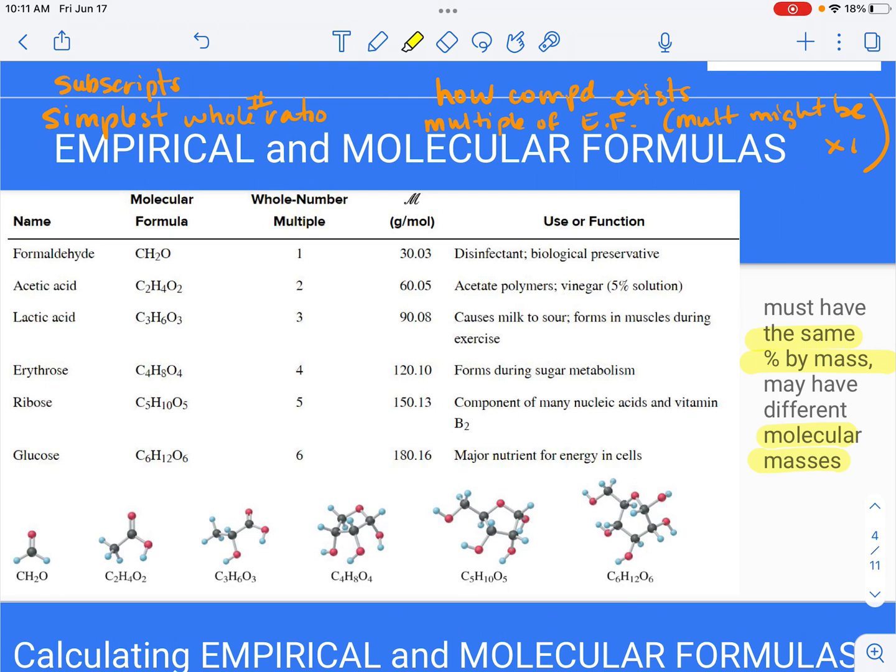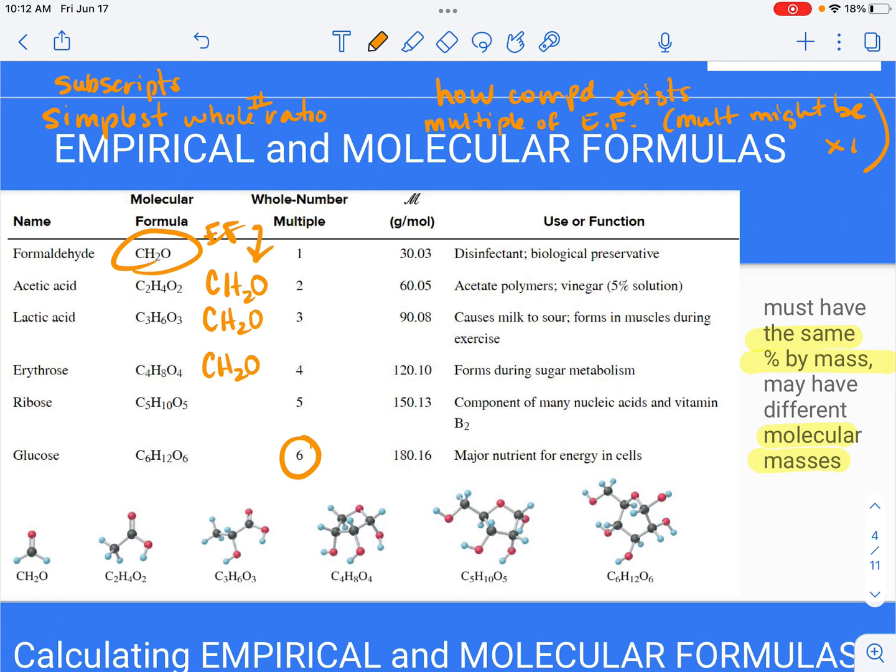So notice that this is an example from your book that we have all of these different compounds that all have the same empirical formula. Every single one of these would reduce to CH2O. I can divide this by 3 and get CH2O. I can divide this by 4 and get CH2O, etc. Okay, so all of these are very, very different. They have different functions, they have different properties, and the only thing that's different between them would be the mass. So remember that this multiple is 6 of CH2O, which is the empirical formula for all of these, okay?